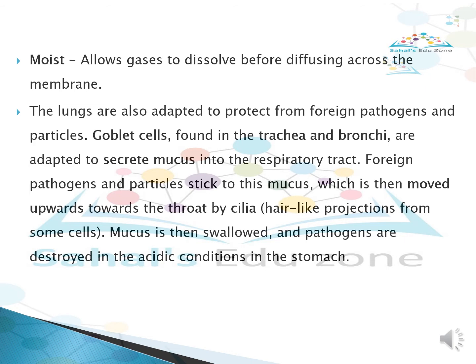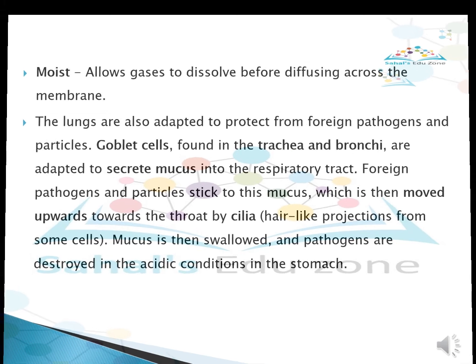Cilia are hairy-like projections from some cells. Mucus is then swallowed. The pathogens are destroyed in the acidic conditions in the stomach.